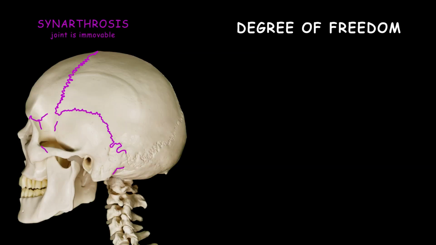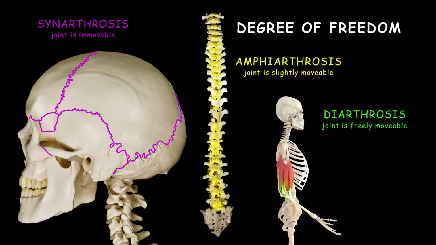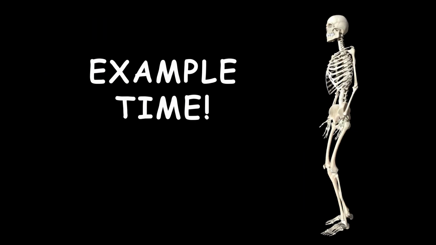The classifications based on degree of movement are the following: synarthrosis if the joint is immovable, amphiarthrosis if the joint is slightly movable, and diarthrosis if the joint is freely movable. Let's look at examples of each of these types of joints.